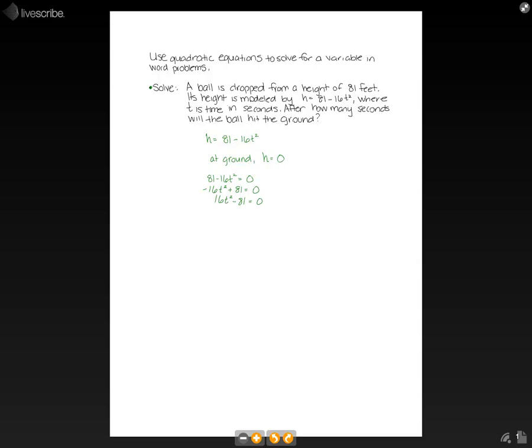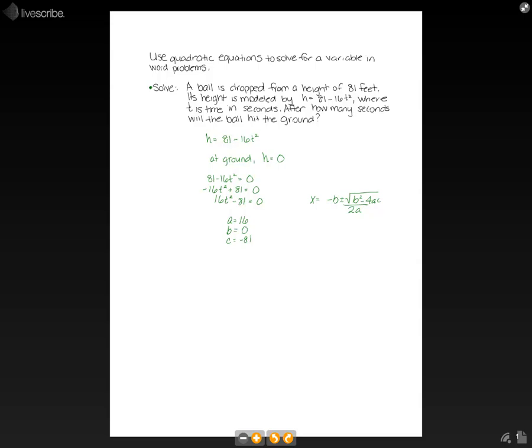Since we're asked to use the quadratic formula, the first thing we need to do is remember what the quadratic formula is. We know that we can write it as x equals negative b plus or minus the square root of b squared minus 4ac all over 2a. Identifying our variables, we see that a equals 16, b, which is our linear term, is 0 since there are no terms multiplied by t, and c equals negative 81.